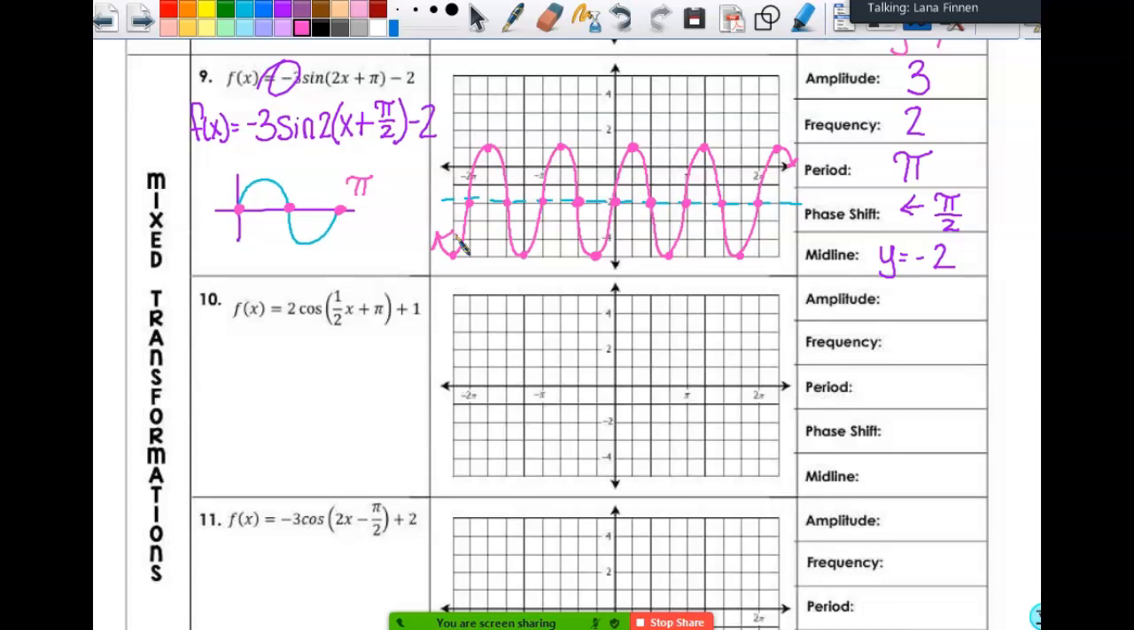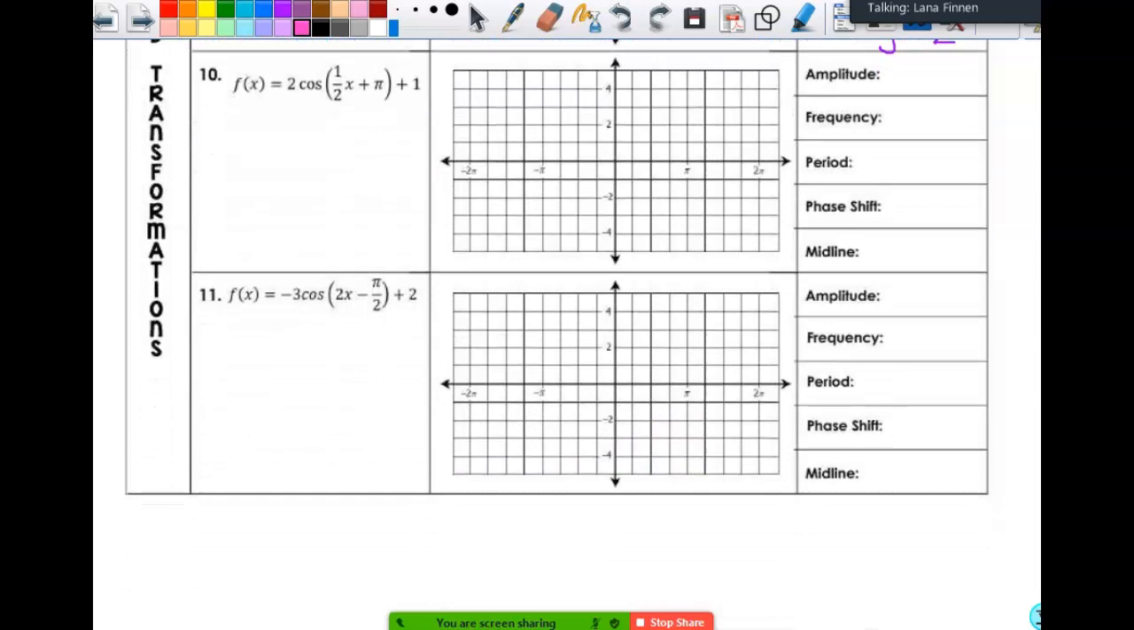Any questions on number 9? Okay, let's look at number 10.